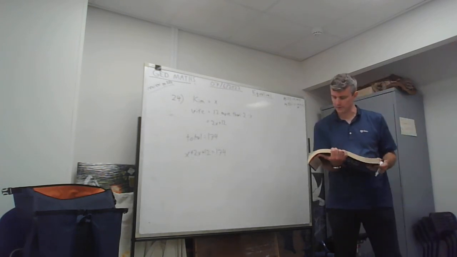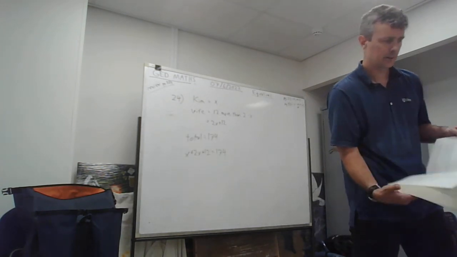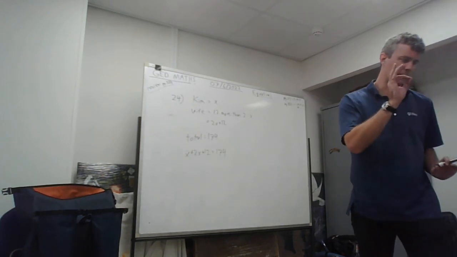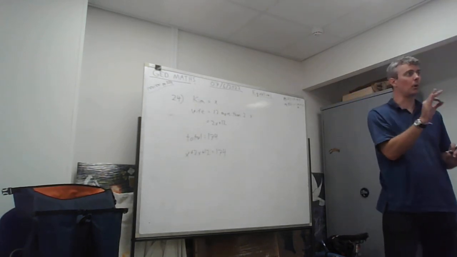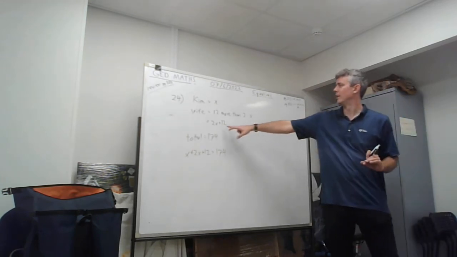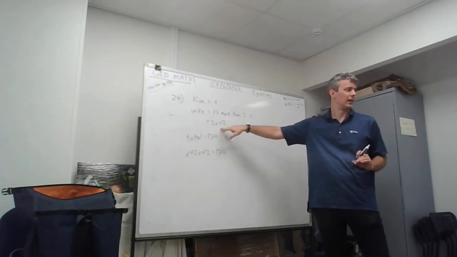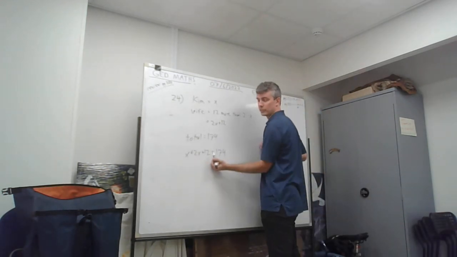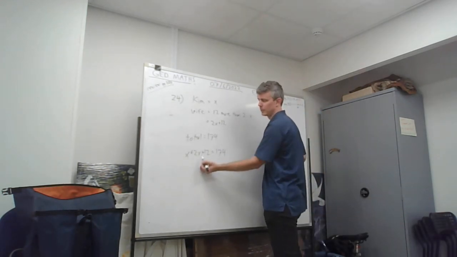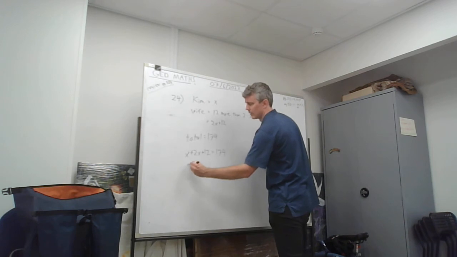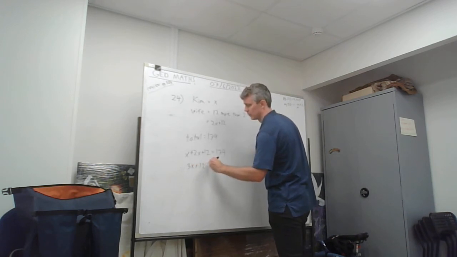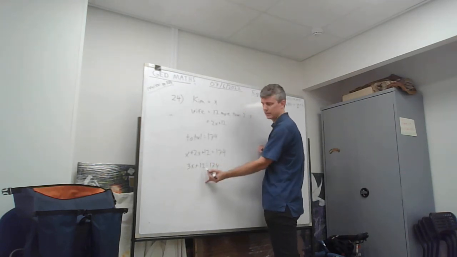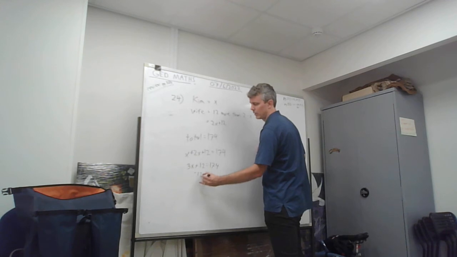So now we have to solve this for x. And we have to be careful, it's Kim we're looking for, so we want x. If it was Kim's wife, we have to solve for x, and then put x in here. But we're looking for Kim, so it's just x. So first we need to simplify this equation. What's x plus 2x? That's 3x plus 12 equals 174. Now we need to get rid of the 12. Subtract 12 from both sides.